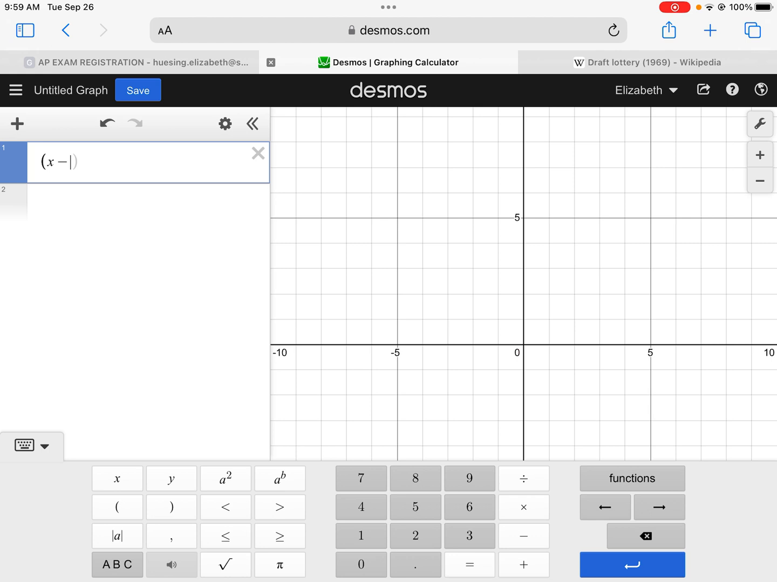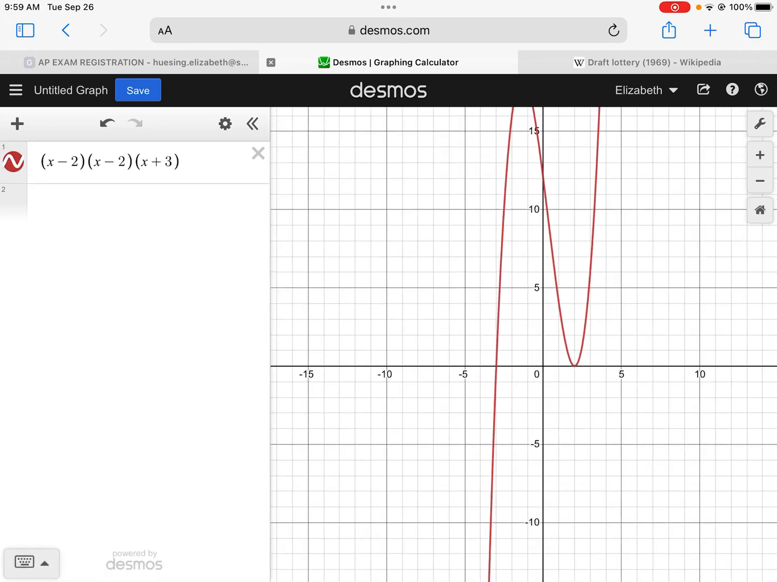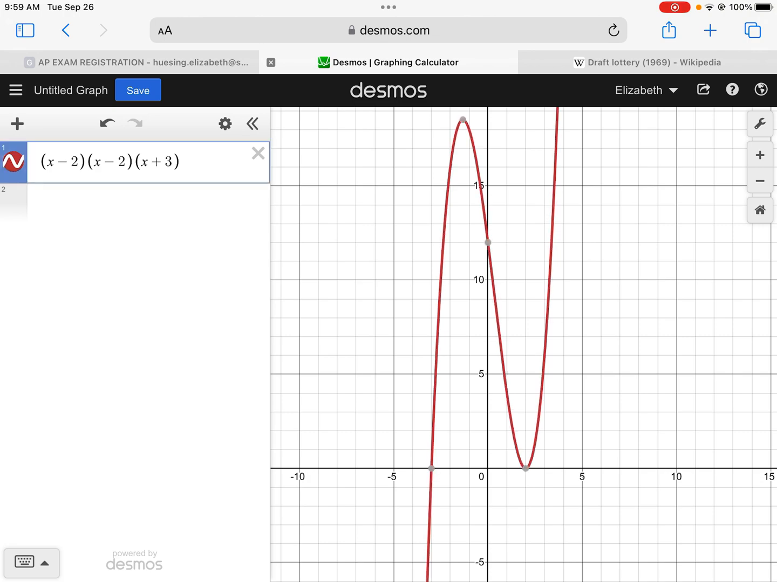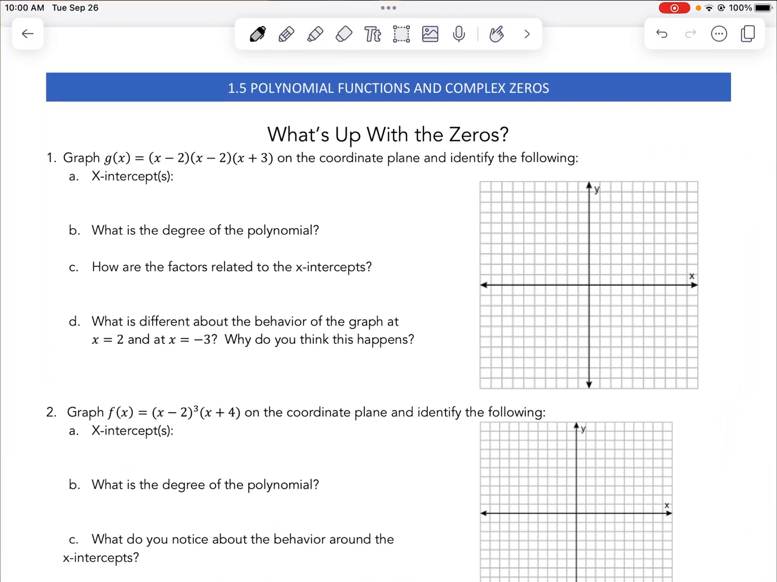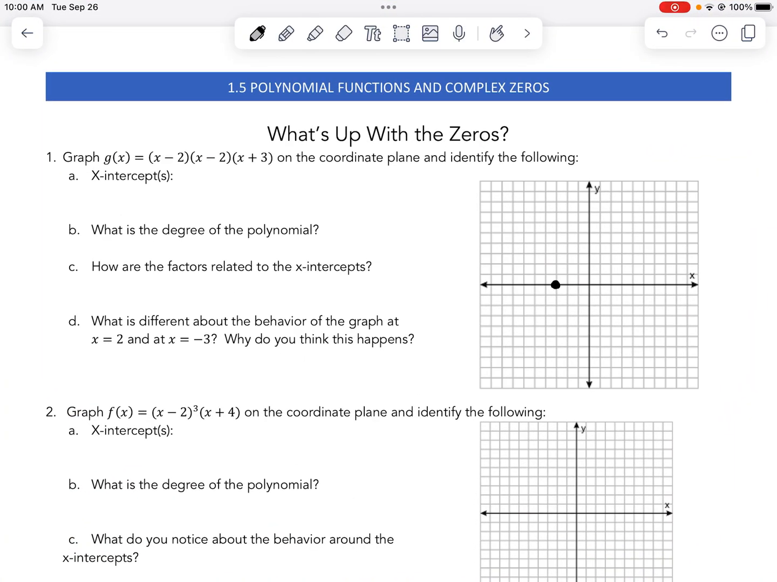So x minus 2, then we have x minus 2, and then we have x plus 3. So if I graph this, I can look, and here's a couple key points. Okay, so if I go back to here, I know it crosses at -3 and +2.